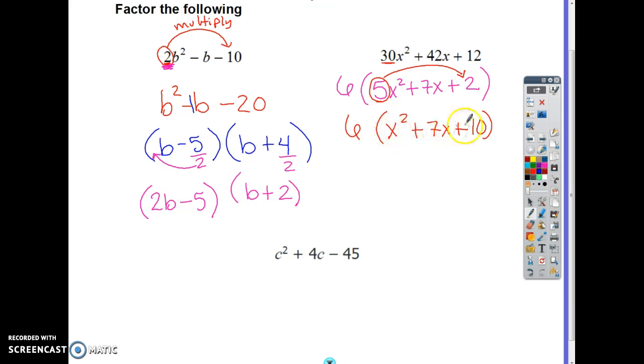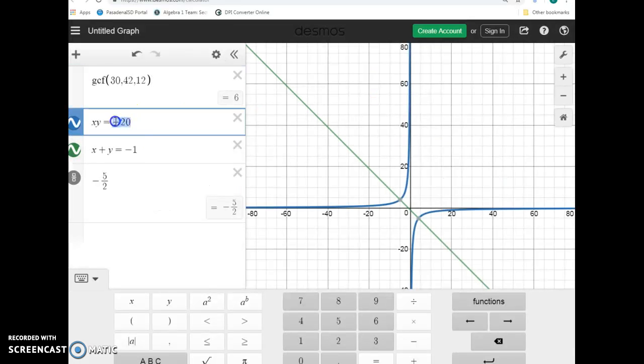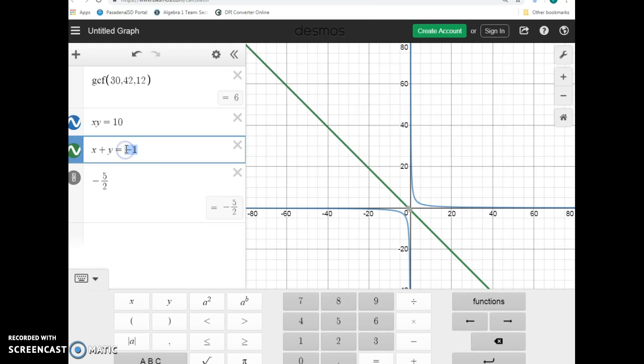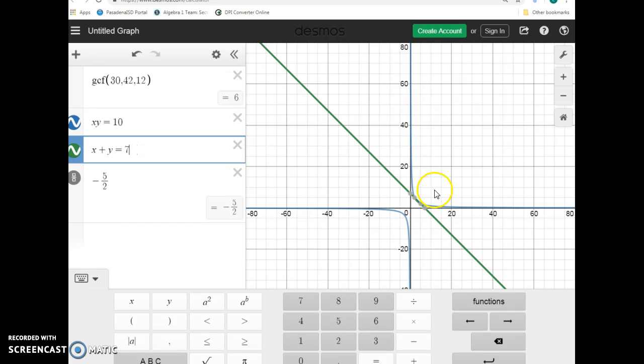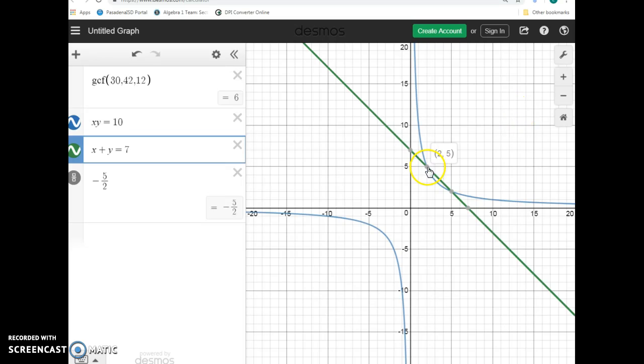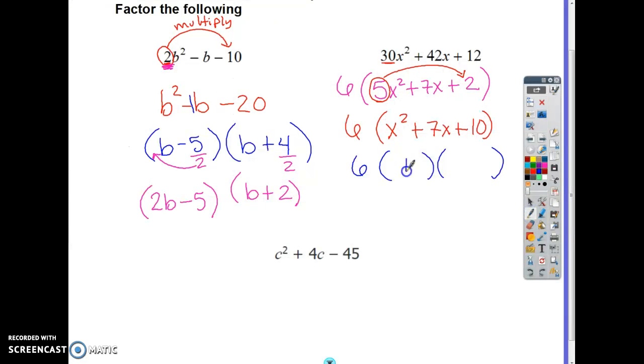I need factors of this. That means 2 numbers that multiply and give me the last one and add to give me the middle one. Don't forget to bring down the 6. I'm going to type these numbers in decimals, 10 and positive 7, right here. 2 numbers that multiply and give me 10, and add to give me 7. Okay, you can zoom in. Where they meet is a positive 2 and a positive 5. So you write them down, positive 2, positive 5. We have x's, so it's x and x.